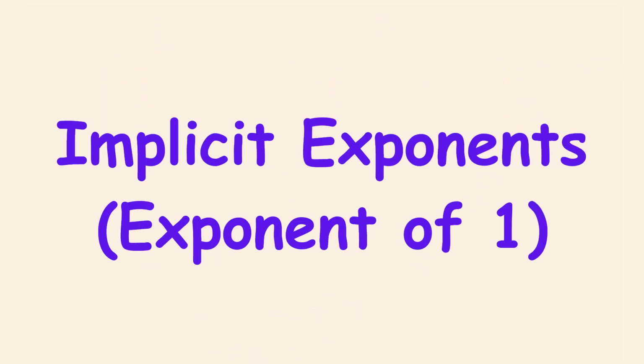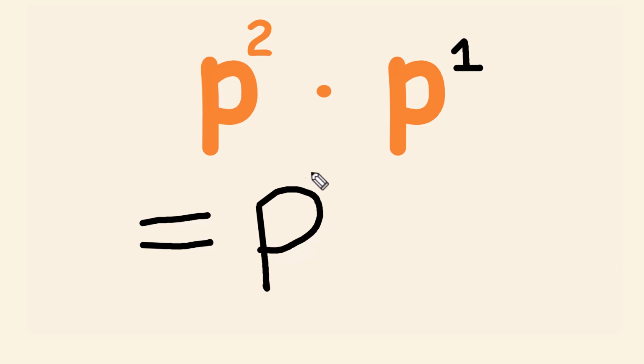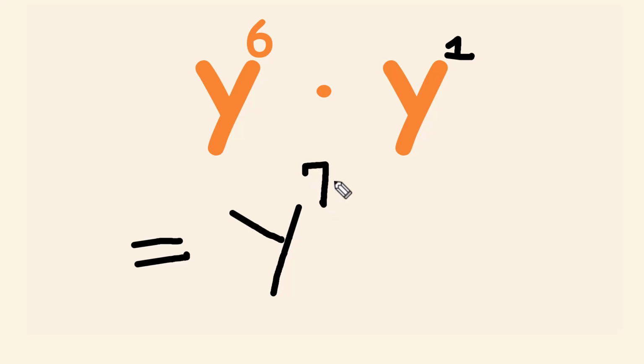Implicit exponents, exponent of 1. So as we know, there is an exponent of 1 and we keep the base and let's add 2 plus 1, 3. Here's another example. Don't forget the exponent of 1. We keep the base, it's the same. We add 6 plus 1, 7.